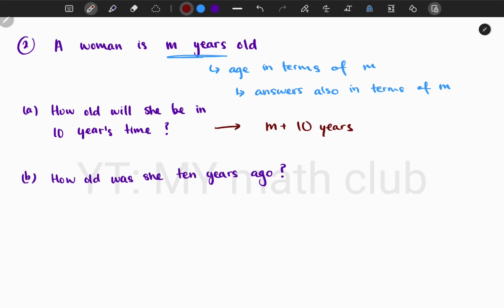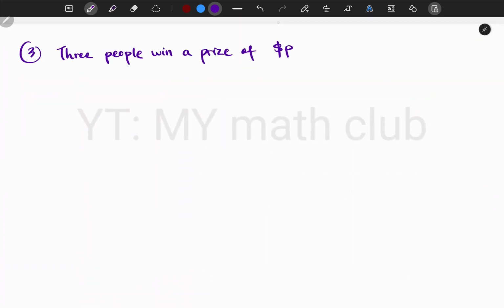For B, how old was she 10 years ago? So now we're going to go back in time, right? If she is m years old now, 10 years ago would be m minus 10. So if that makes sense, let's just go into the last question for today.